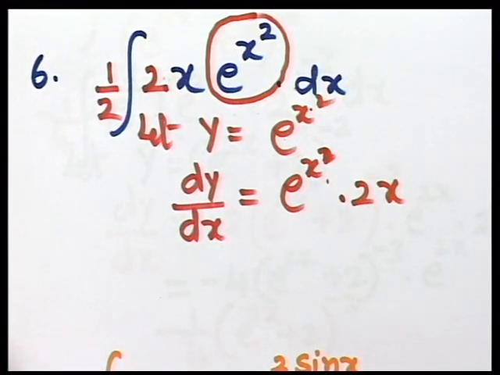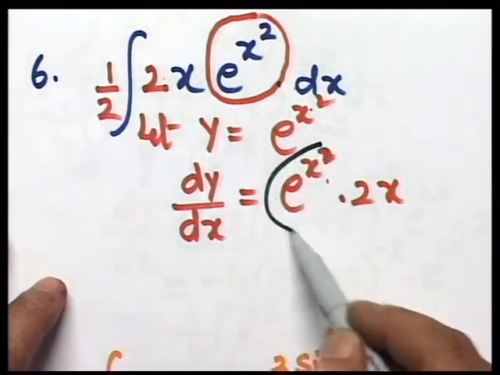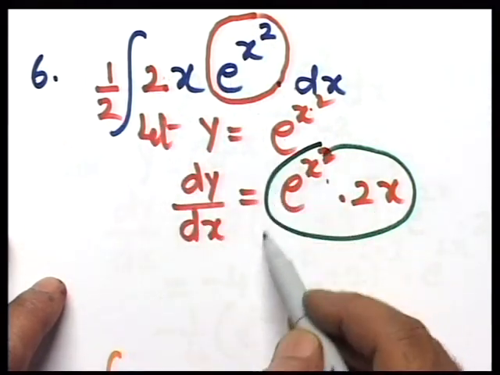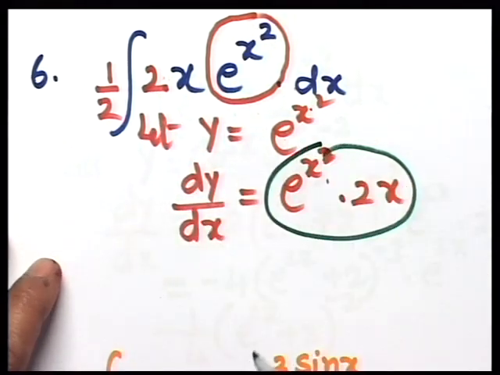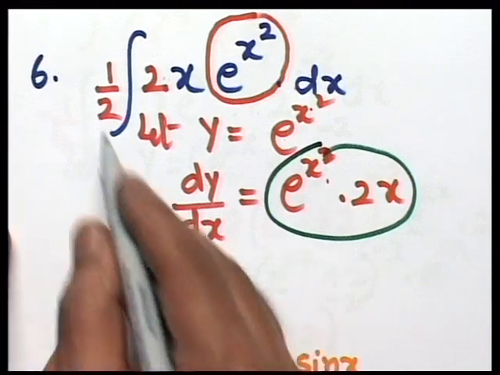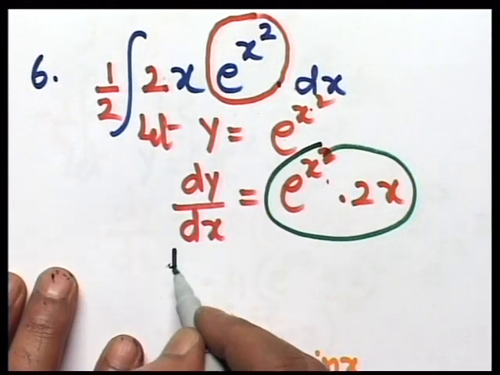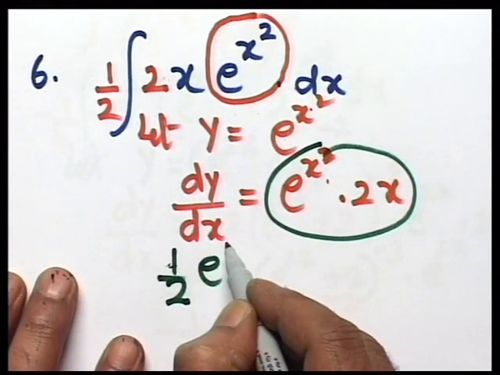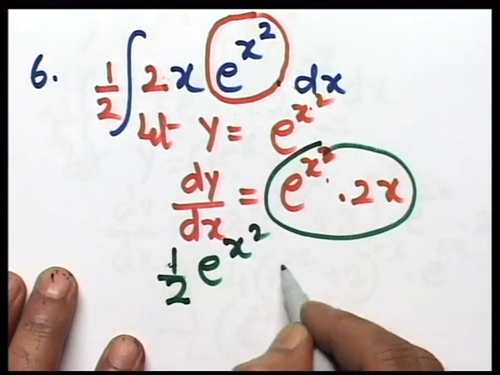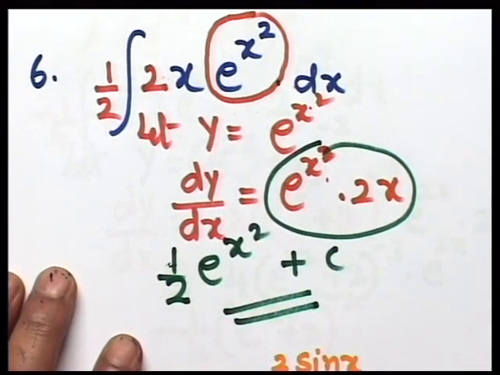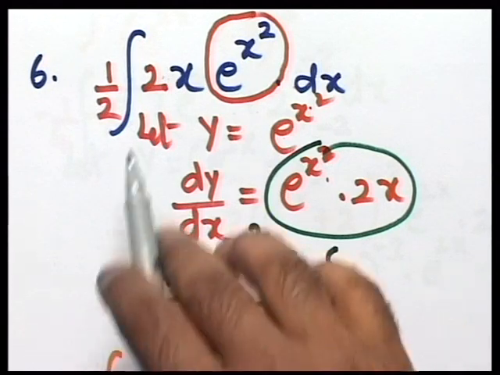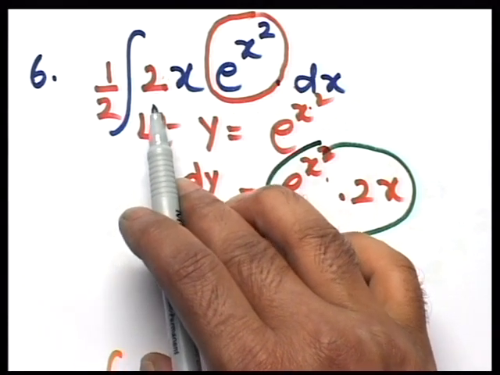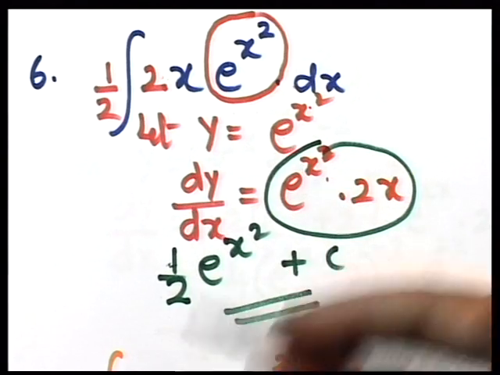So if that is the question, if you integrate this, you're supposed to get e to the x square. So the answer is a half e to the x square plus c. That's how you write the answer, right? Missing numbers, we don't need to bother. These are the second type.